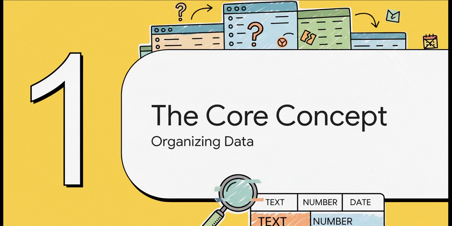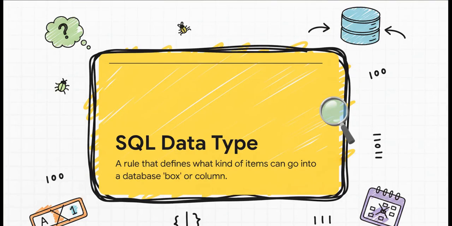Just picture your database columns as a bunch of labeled storage boxes. So, a SQL data type? It's just the rule for each box. It says, hey, this box is only for numbers, or you can only put text in this one. It's what stops you from trying to stuff a giant watermelon into a tiny shoebox.